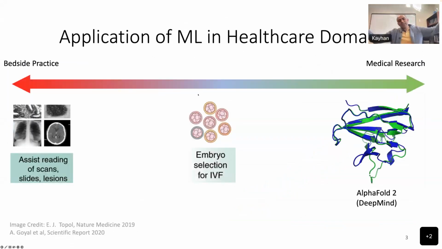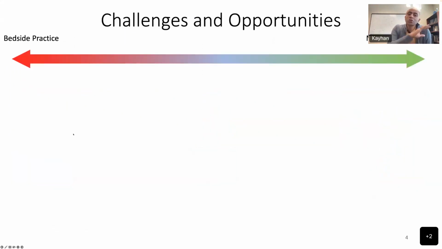If we consider the application of machine learning in healthcare as a spectrum, one side of that is bedside practice and the other end is medical research. ML has found application everywhere, from assisting radiologists by reading radiograph images faster, to finding the optimal embryo for IVF that reduces the chance of miscarriage, all the way to developing new drugs. All of these amazing news stories that you hear about protein folding structure prediction are a stepping stone in drug development. So throughout this spectrum, there are many challenges and of course opportunities for research for people like us.